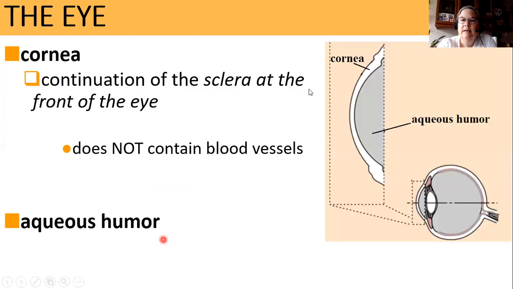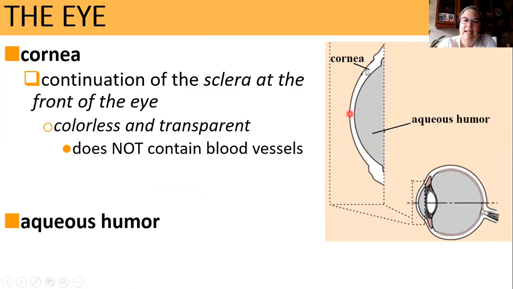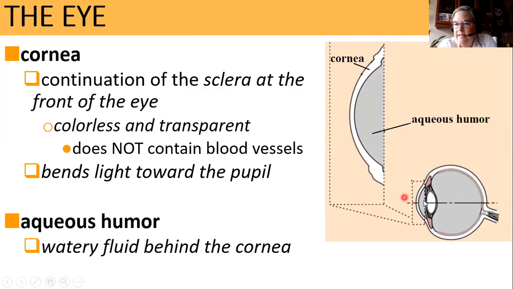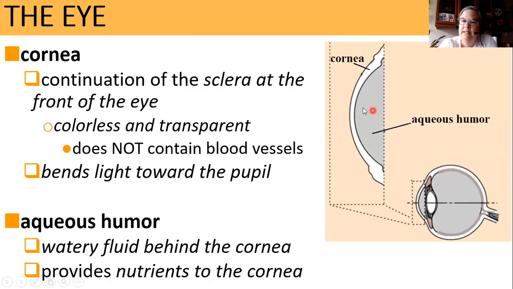Okay. The cornea, so it's a continuation of the sclera in the front of the eye. Remember, it is clear. Okay. It's transparent, light can get through it, so it doesn't have blood vessels, because if it did, we'd have a problem, we'd be blind. So its job is to bend light towards the pupil. And then the aqueous humor is the watery fluid here, right behind the cornea, that's going to provide nutrients to the cornea, because the cornea is not in connection with blood vessels, so it needs those nutrients from different means. Okay.